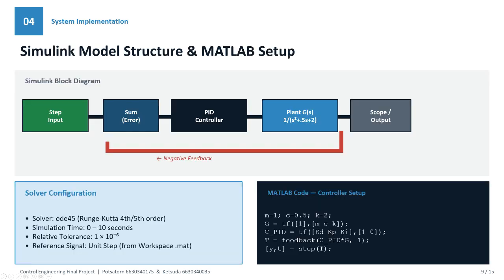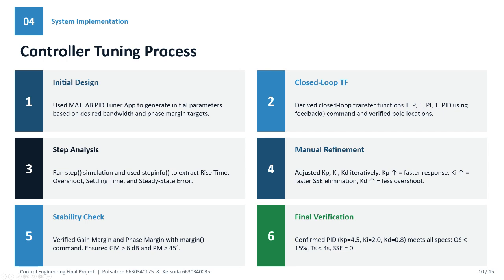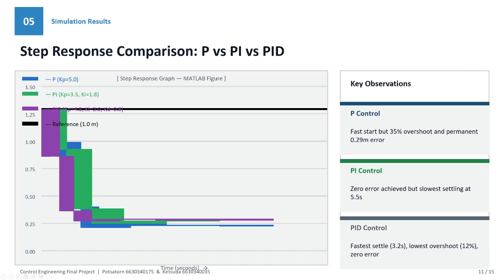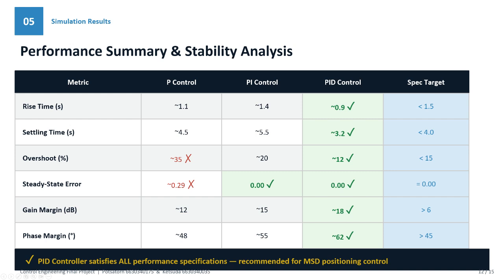Moving on to the implementation phase, we used MATLAB and Simulink to test our design. The simulation results were highly successful. By using the PID Tuner app and manual refinement, we achieved a response that is both fast and stable. With our final tuned PID parameters, we successfully reduced the settling time from over 10 seconds down to just 3.2 seconds. More importantly, we suppressed the overshoot from 57% down to a very manageable 12%. This meets all the standard performance specifications for a robust control system.